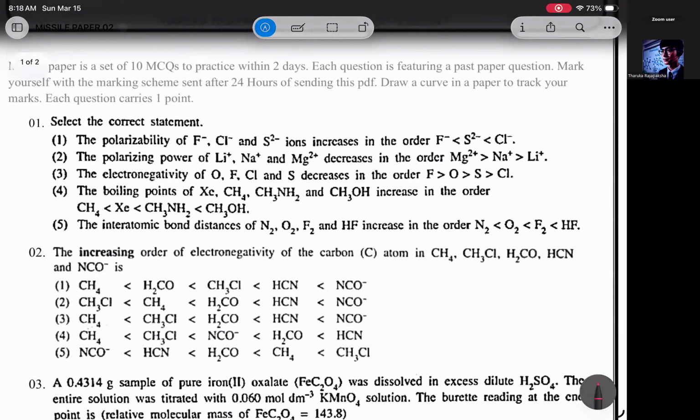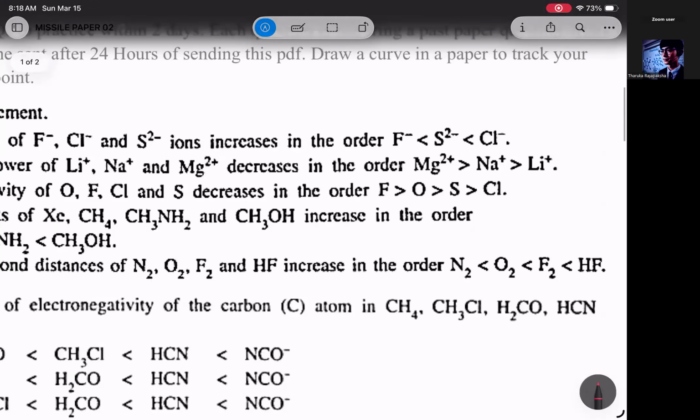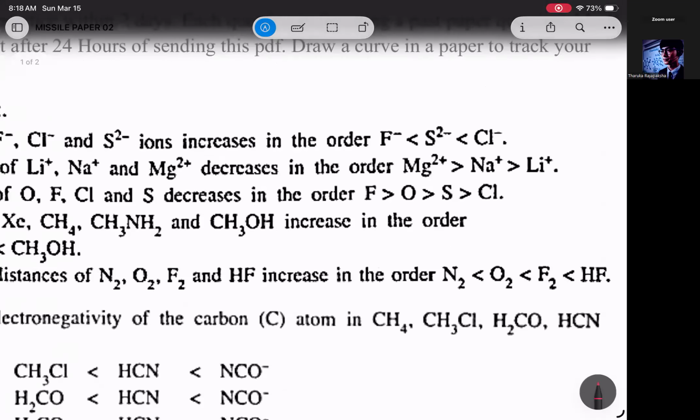Polarizability of F minus, Cl minus and S2 minus ions increases in the order of F minus, S2 minus and Cl minus. This is completely wrong because polarizability mainly depends on the charge and the radius, right? So when you consider charge only, then you consider the radius. So actually S2 minus should be the largest, then Cl minus and F minus. It should go with the radius. So these two are compared with the radius. So Cl minus has a larger radius than F minus and S2 minus has the largest radius of all these two.